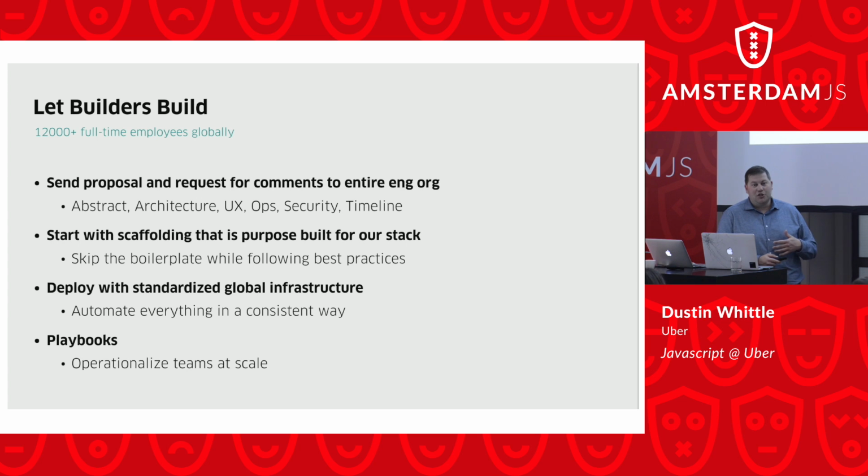And so when you want to launch a new service at Uber, regardless of the language, it looks like this. You send a proposal, an RFC, or request for comments, to the entire engineering org. It has a high-level overview of what you want to build, how you want to build it, what the timeline is, and then key concerns. And then you start with scaffolding that's purpose-built for our stack. So much like Yeoman exists in the JavaScript community, we have our own version of this for different types of applications, and I'll talk about how that works in just a second.